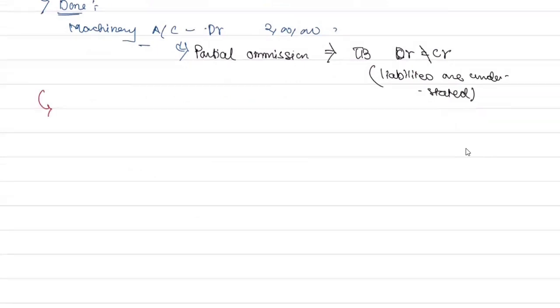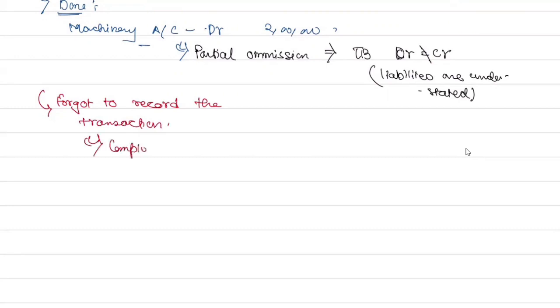But if I say that what we have done is that we have forgotten to record the transaction, that means it is a case of complete omission. Will my trial balance match?